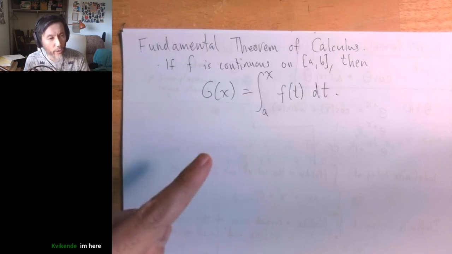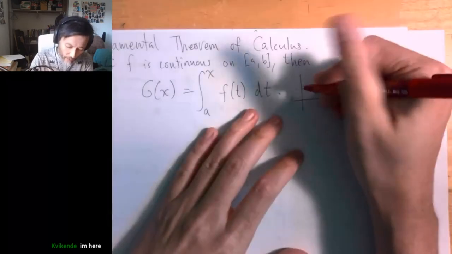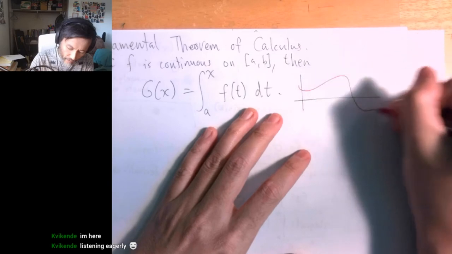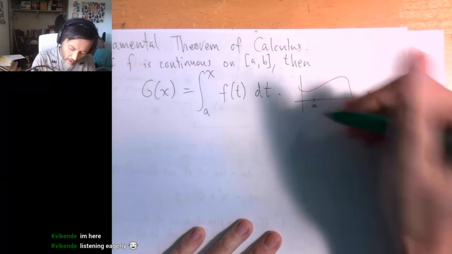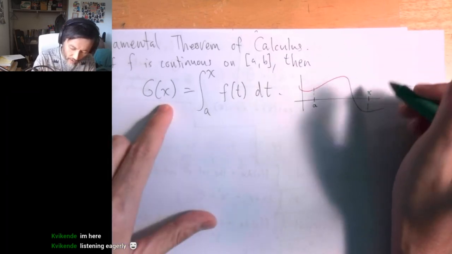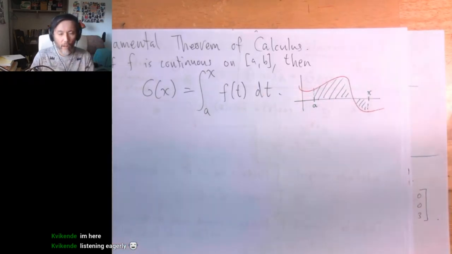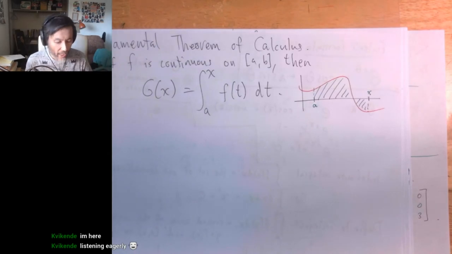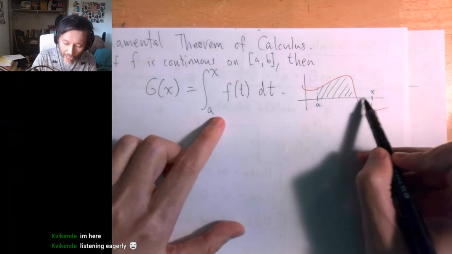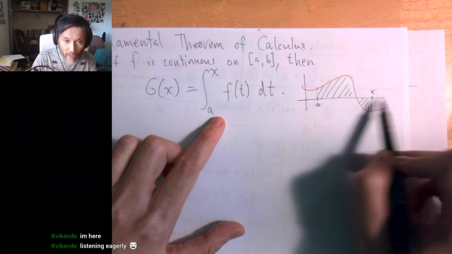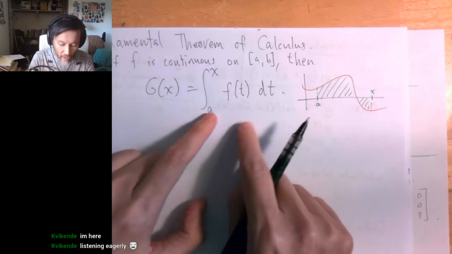So what is this function doing? This function is outputting for us, for any particular value of x, the signed area. So if this is a and maybe this is x, what we are outputting with this function for this particular input x is the signed area of this region. So again, x is variable. You can slide the x around. The graph of f doesn't change as you slide x around, but what does change, of course, is the value of the signed area.